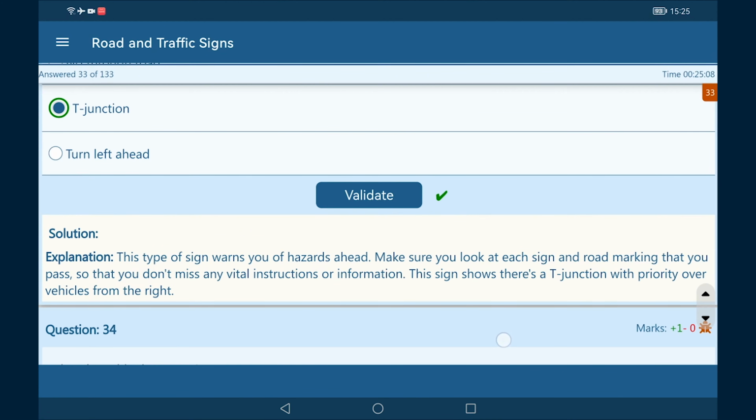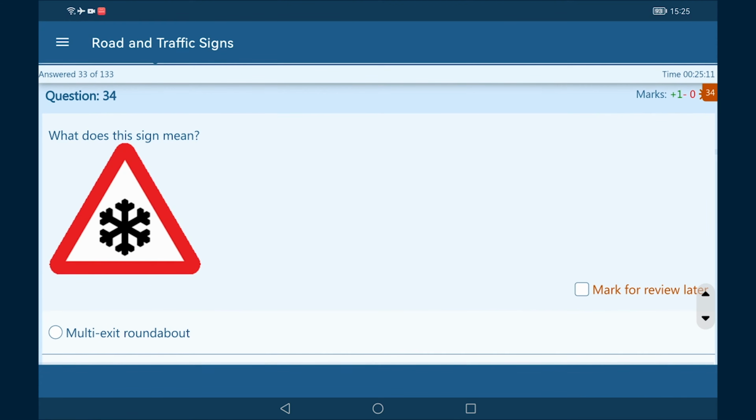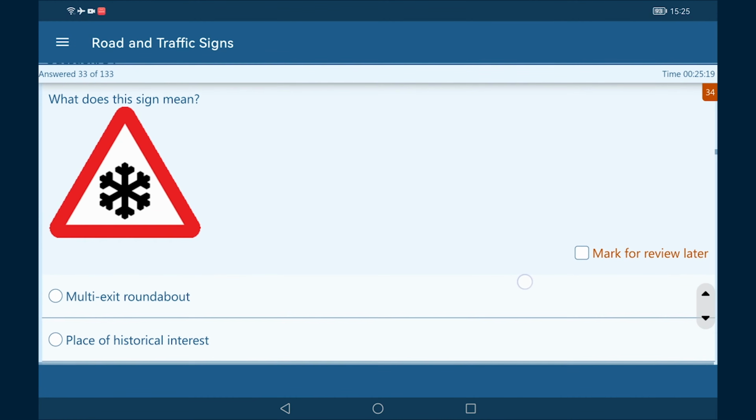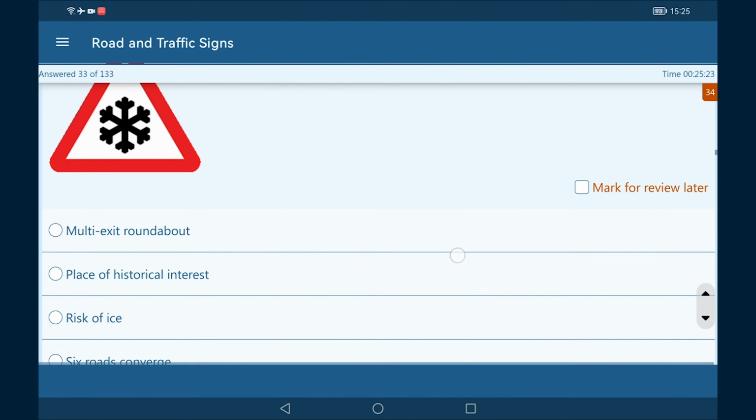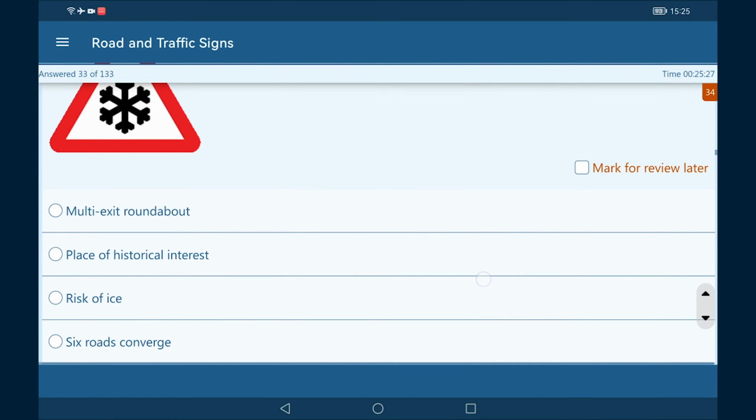Question 34. What does this sign mean? Option 1. Multi-exit roundabout. Option 2. Place of historical interest. Option 3. Risk of ice. Option 4. 6 roads converge. The correct answer is option 3, that is, risk of ice.